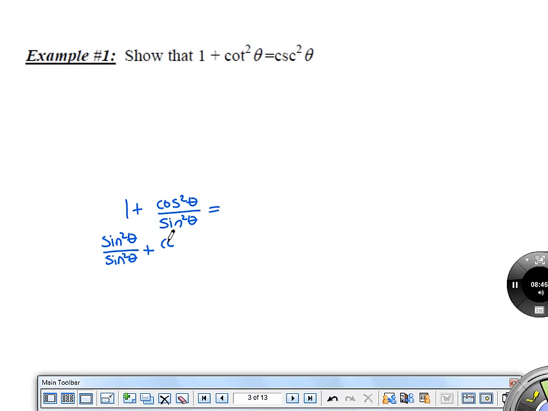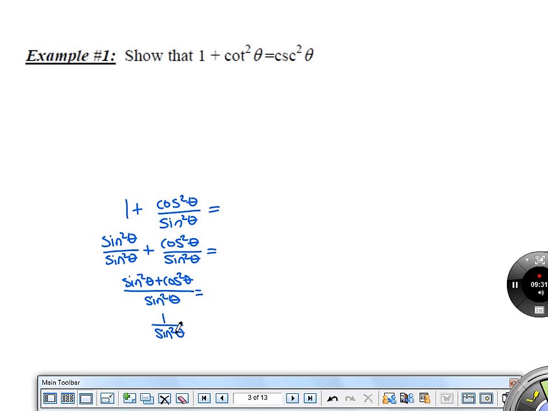Okay? Now I can combine these fractions into 1 fraction because they have the common denominator. The denominator of them will be sine squared theta. The numerator will be sine squared theta plus cosine squared theta. Okay? Am I any closer or any better? Good. The top equals 1. We have an identity that says sine squared plus cosine squared is equal to 1. Okay? So I can substitute sine squared plus cosine squared is 1.